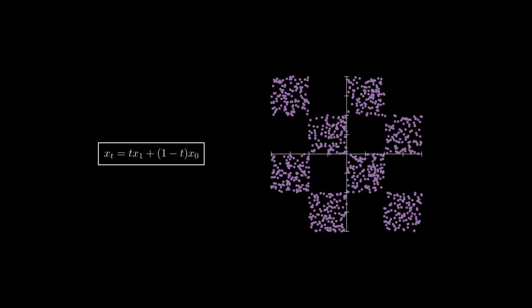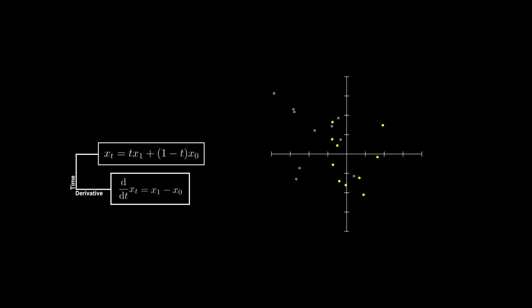If you take the time derivative of this, you end up with this. Boom. That means we can try to train a neural network that learns this quantity here. Specifically, the model would take xt and predict x1 minus x0. And this is a vector that points towards x1 from x0. So exactly where we should go to get closer to data.